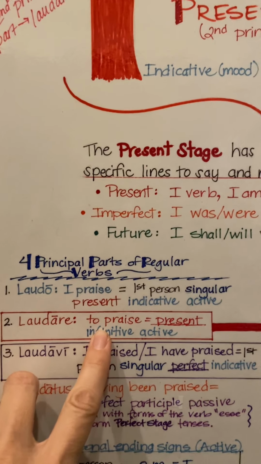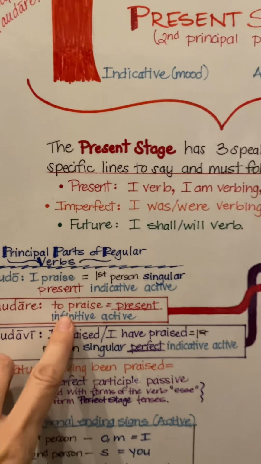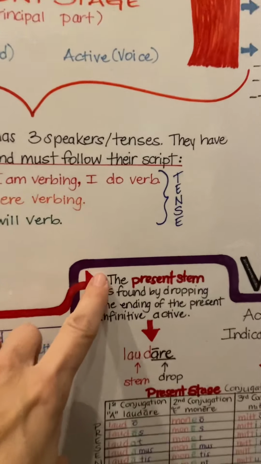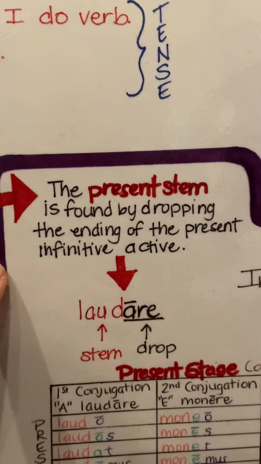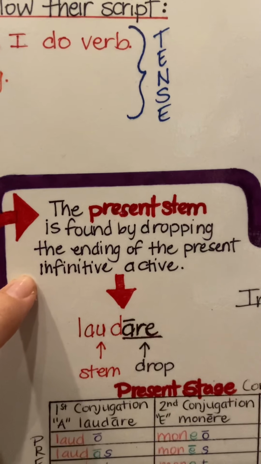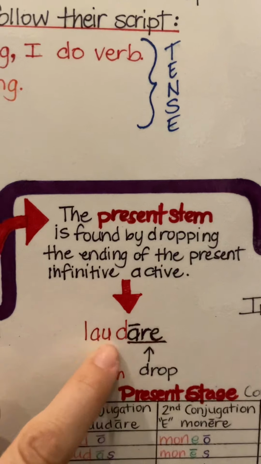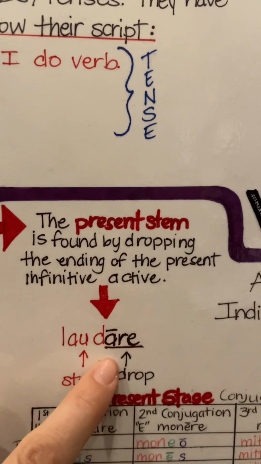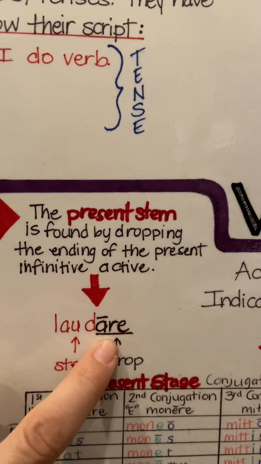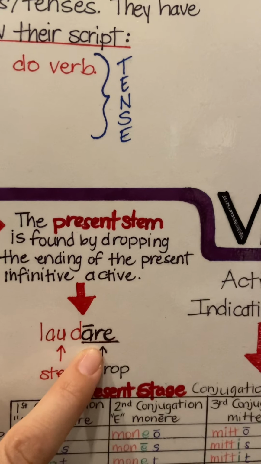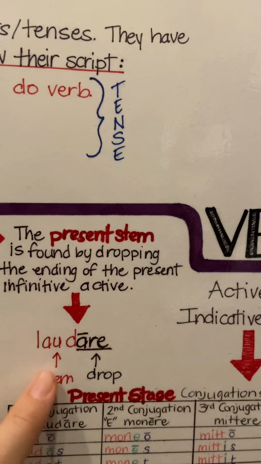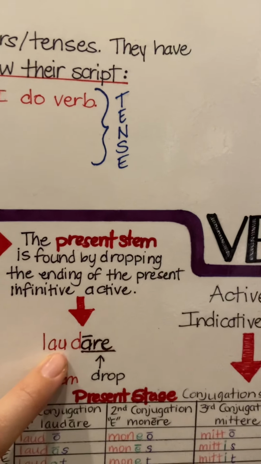And then we'll also see that I have this big red arrow that comes off the second principal part, and it walks you into the fact that this is the present stem, and it is found by dropping the ending of the present infinitive active. And so we see laud, and then we see this -are ending. If you drop that -are ending for every verb, its second principal part, you will see that we have our stem, laud, and this is where meaning is kept, in terms of that means praise.